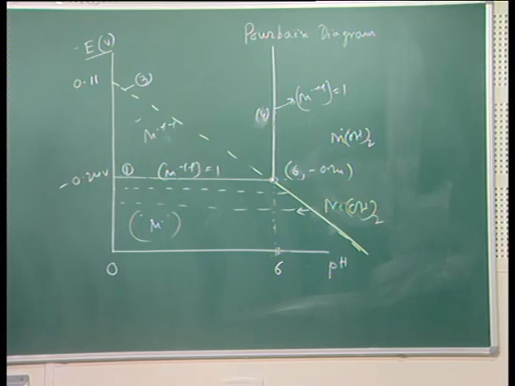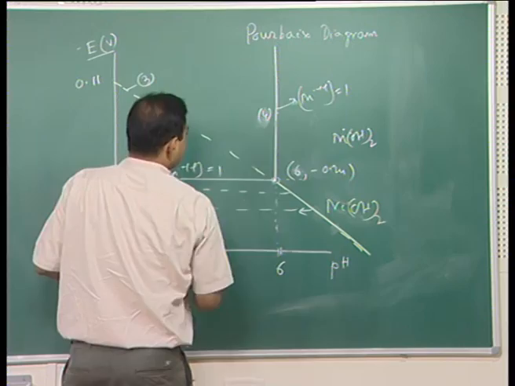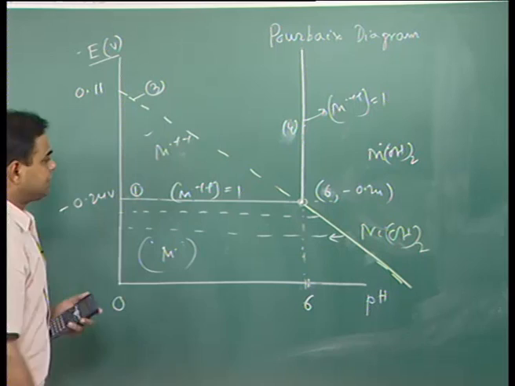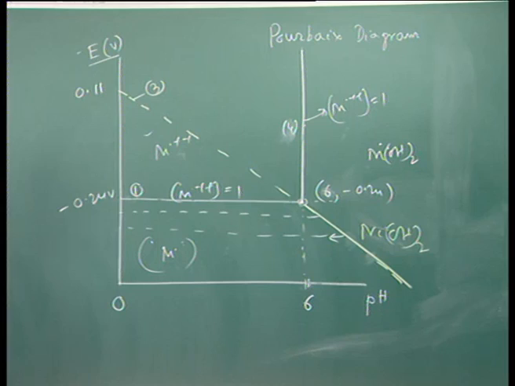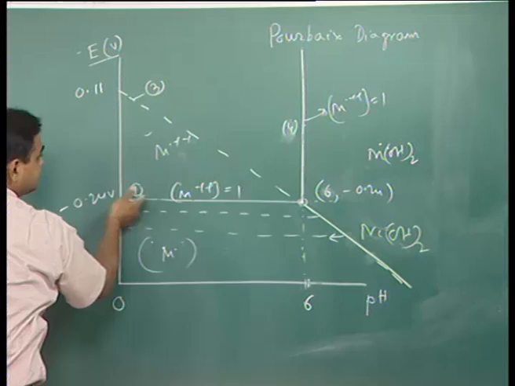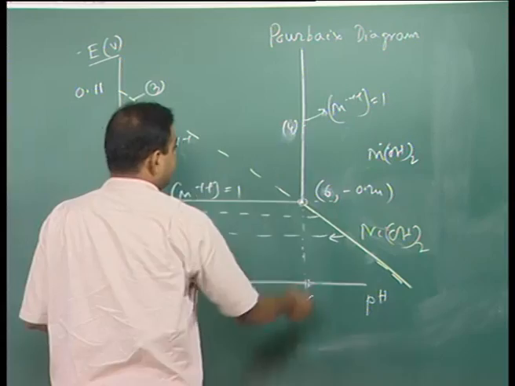So, this line and this line are meeting at this point. Now, we have to see whether this line and this line are meeting. So, solving equation number 3 and 4, you would see that again these two lines are cutting at this point. So, that means this is the common point, and now we know the complete picture of the diagram. Here we see that the position of Ni plus plus is within this boundary. Position of Ni is within this boundary, and position of Ni(OH)2 is within this boundary.